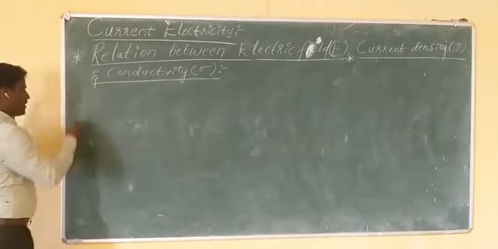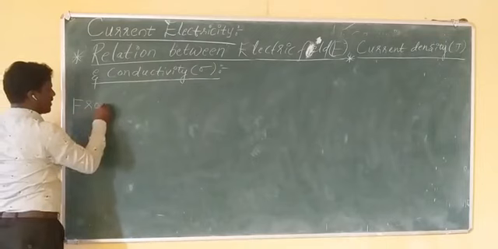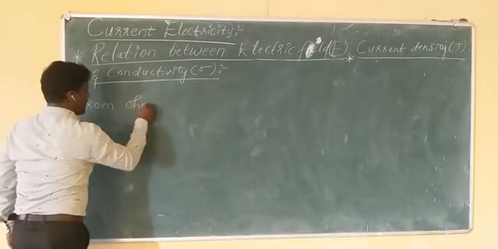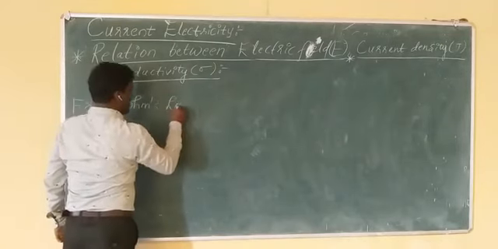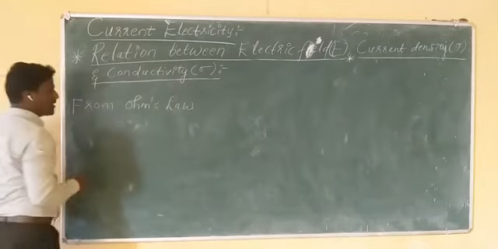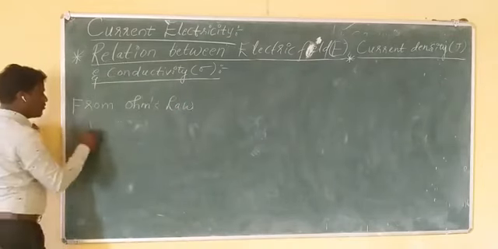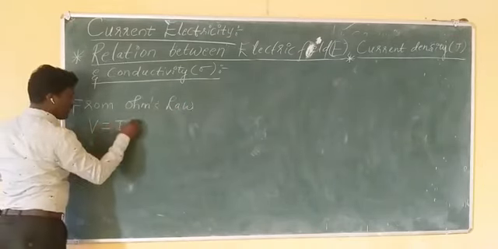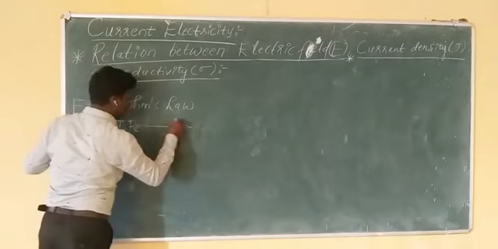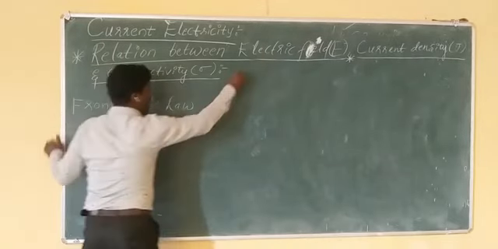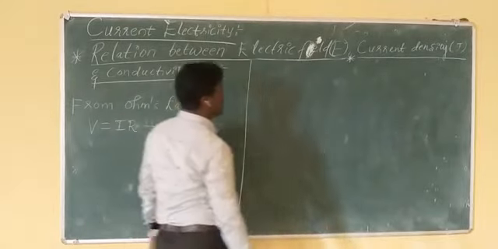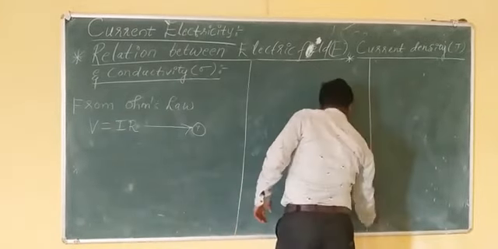Right, from Ohm's law, I am taking Ohm's law. Yes, anybody, what is the mathematical formula of Ohm's law? V equals to IR. Right, equation number 1. V equals to IR.